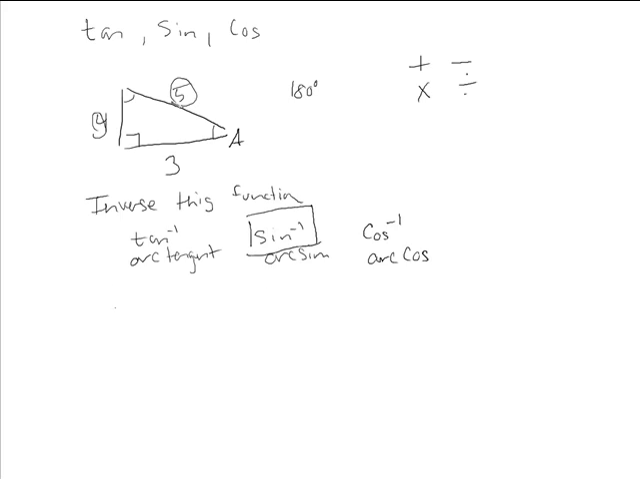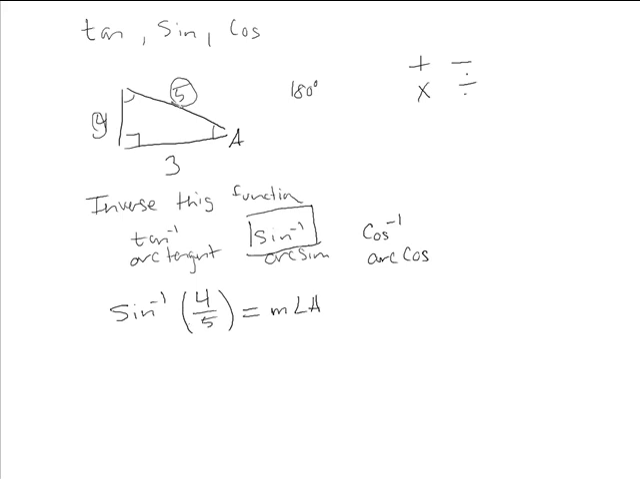So the way that I can write this out is inverse sine, and what I'm going to put into the function is the ratio that I'm dealing with. In this case, 4 over 5, opposite over hypotenuse. And that is equal to the angle A. So that is equal to the measure of angle A.